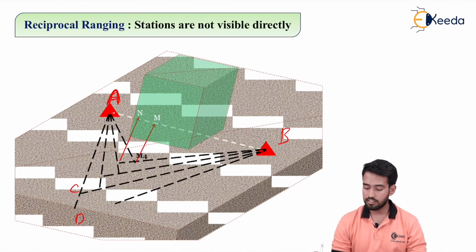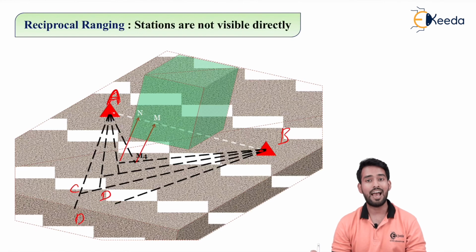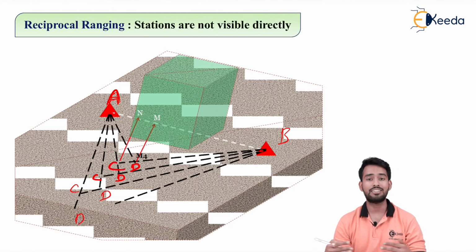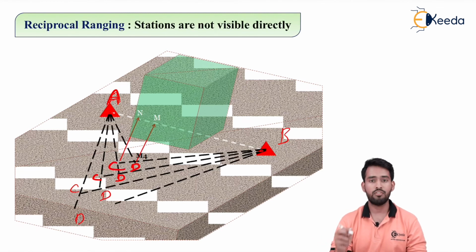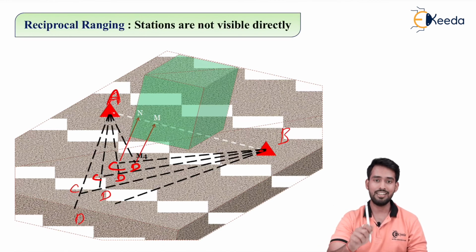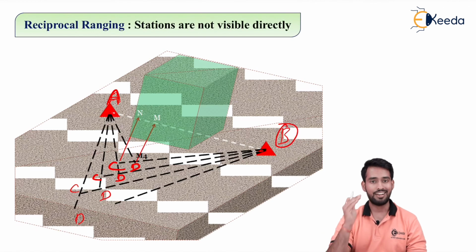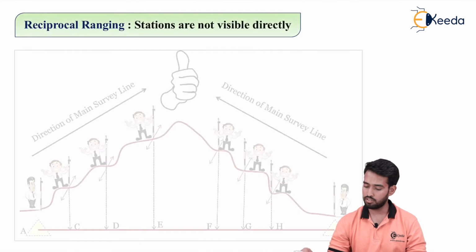Alternately, the surveyor at B has to guide the person standing at D to be in line with C and B. So alternately doing this, what will happen? Eventually, both will come in a straight line. When do you stop? When the person standing at A can see C and D in a straight line, and simultaneously the surveyor at B can see D and C in a straight line. I will give you a simple example over here.